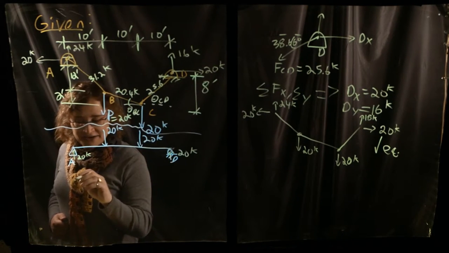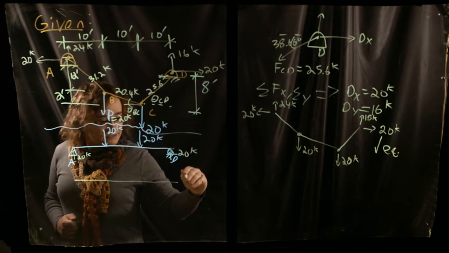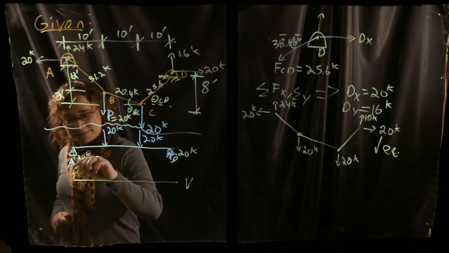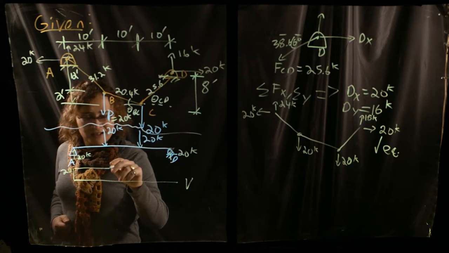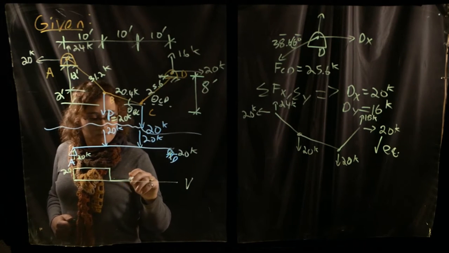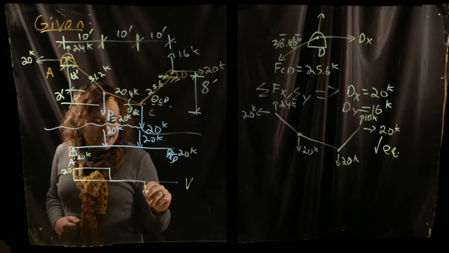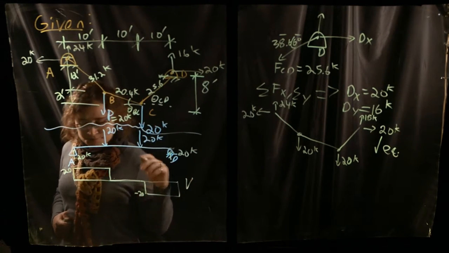So this is our load diagram. Then our shear diagram would look like this. We would pop up to 20 kips, then be constant until our point load here, drop down to zero, be zero until the next one, drop down to negative 20, and then be zero until the right end.